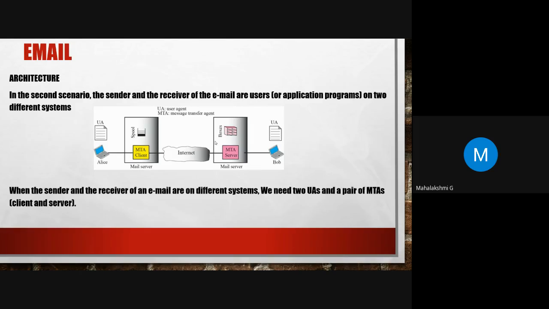So if the sender and the receiver are going to be on two different systems, then in that case we need to have two user agents and a pair of message transfer agents, that is, MTA. One is going to behave like a client and the other one is going to be a server.